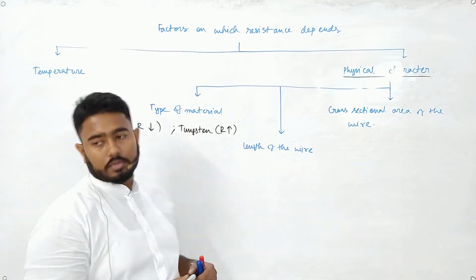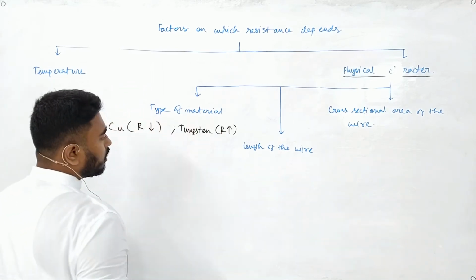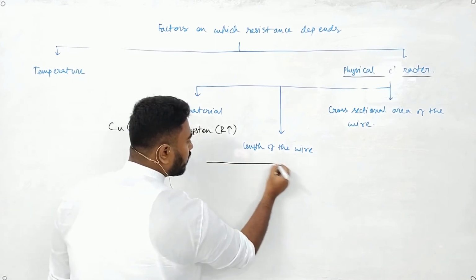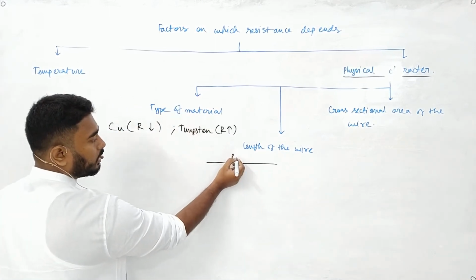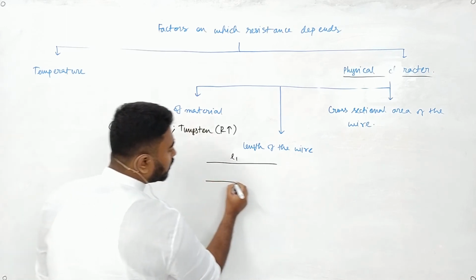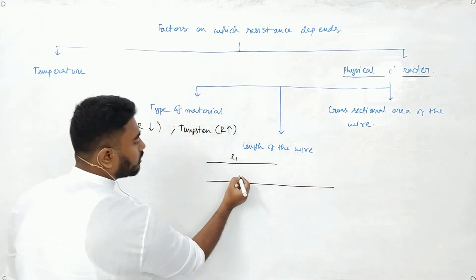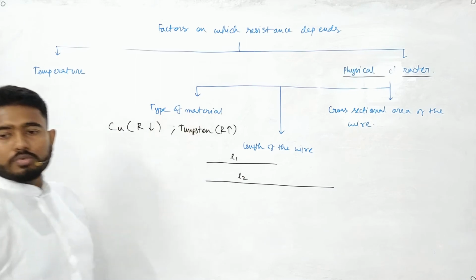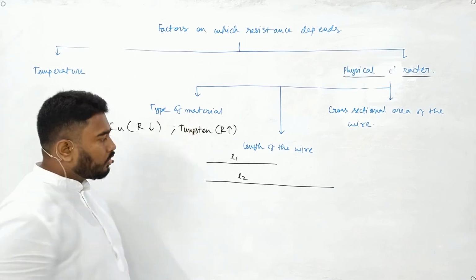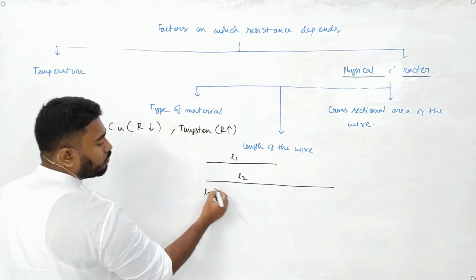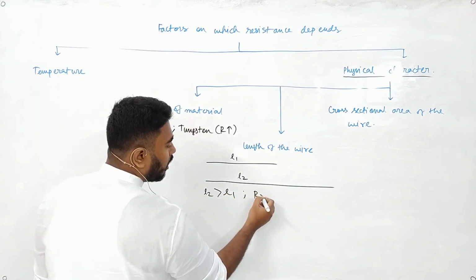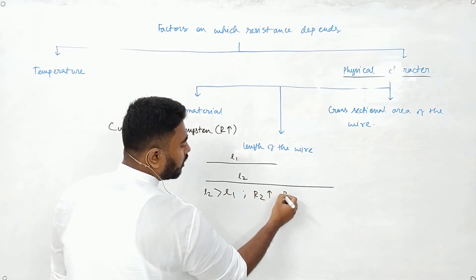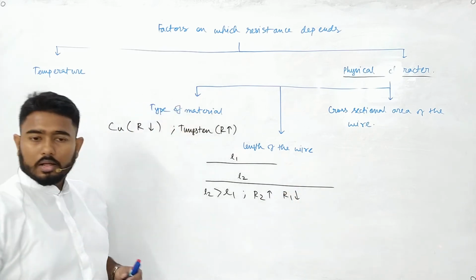Next is the length of the wire. Suppose you are using a wire of this length, let this be L1, and you are again using a wire of this length, let this be L2. Which one is longer? L2. So if L2 is greater than L1, then R2 will be greater than R1. Okay, why is that?